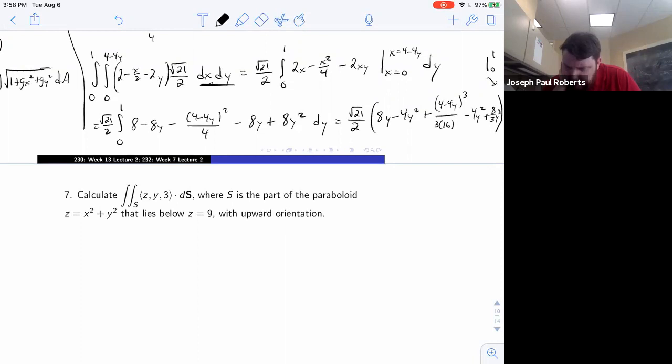At 1, I get 0, but at 0, I get what? 4 cubed over 16. So 4/3. So 8/3 minus 4/3 is 4/3. I think I get that. Did this earlier.